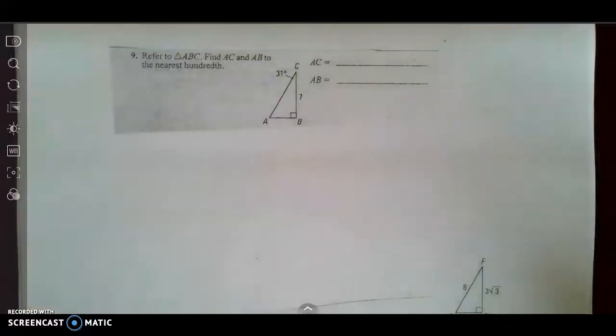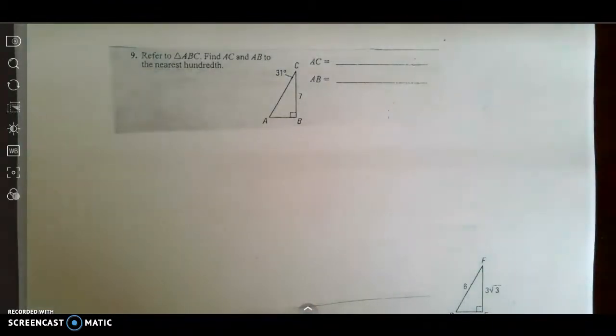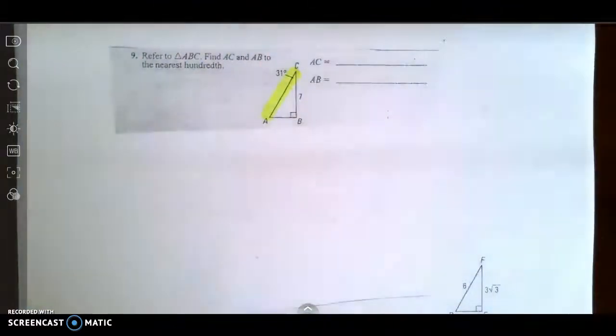Get started, we're going to do this drill where we are kind of reviewing SOHCAHTOA and how we can use SOHCAHTOA to find a missing side. So in this first problem, we are asked to look at triangle ABC, and we're asked to find the distance from A to C and the distance from A to B. So the first one we're asked to find is A to C. That's the first one I'm looking for.